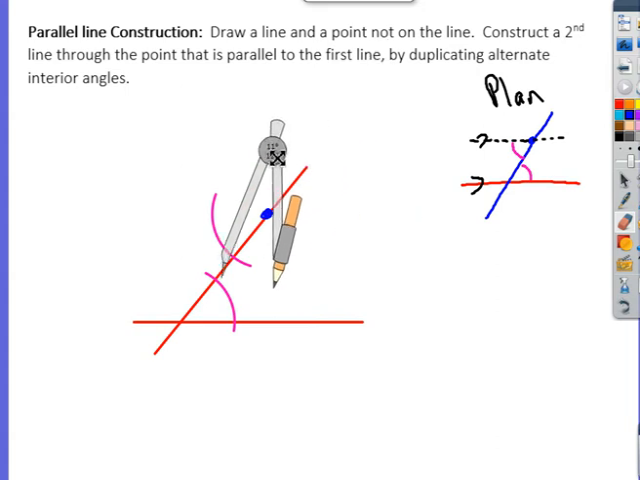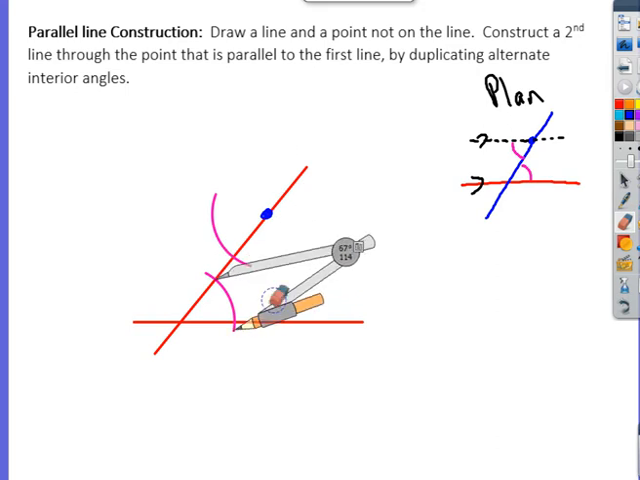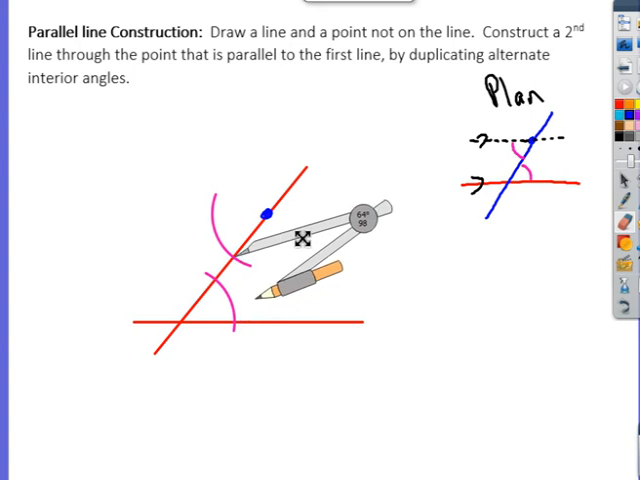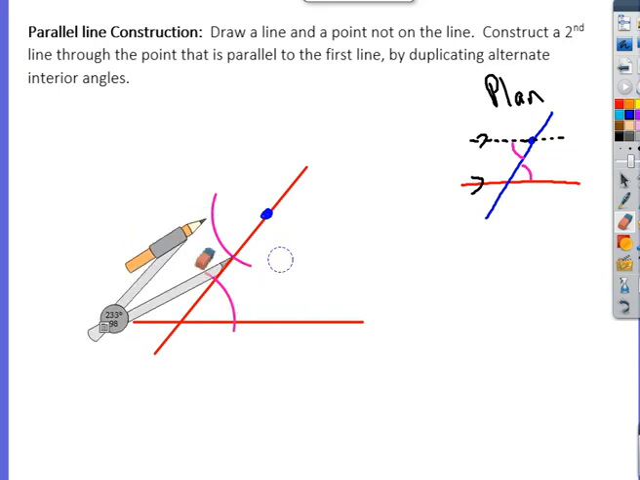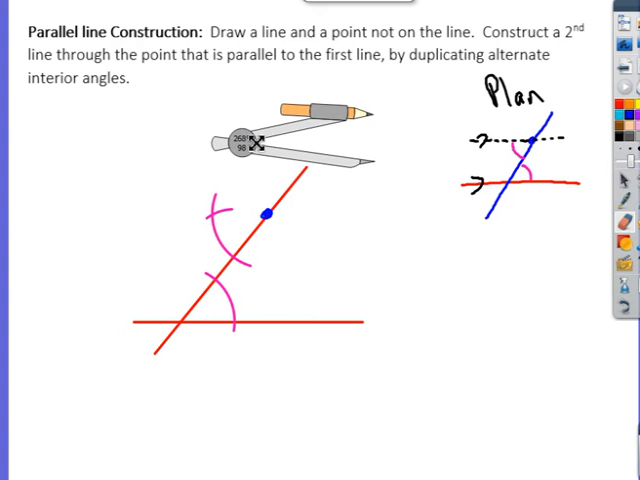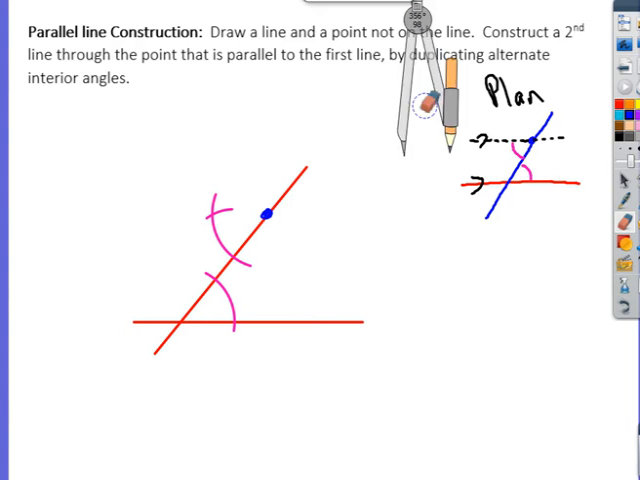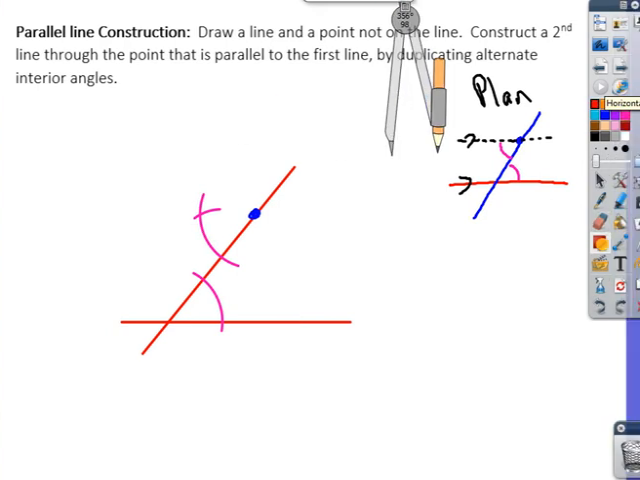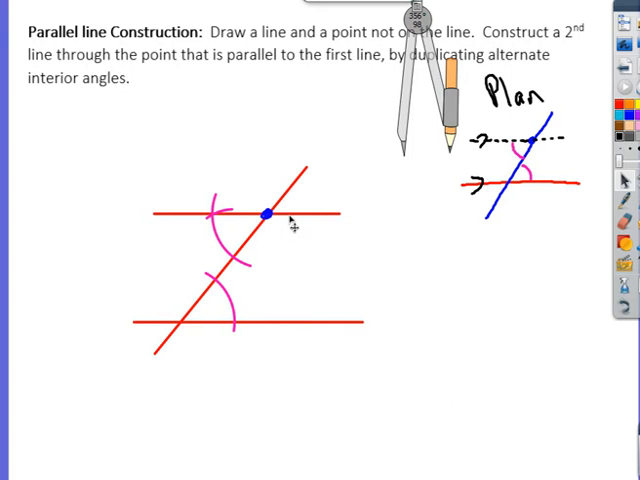Now we measure the arc we're trying to duplicate. We got that measured. We go to our one intersection point we have so far on this angle. We bring it back around. We have an intersection point. And now, again, once we connect those, we are done. We have the parallel lines.